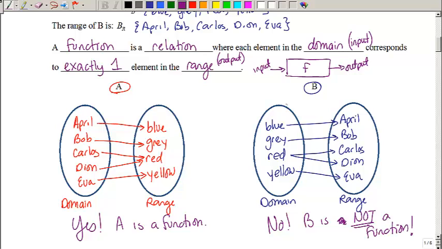The domain is the set that needs to be on its best behavior. This red is trying to be mapped to more than one element in the range. That is not okay. The red is the one that's creating the problem here, because the red in the domain is trying to map to more than one element in the range, and that is why B is a relation, although it is not a function.